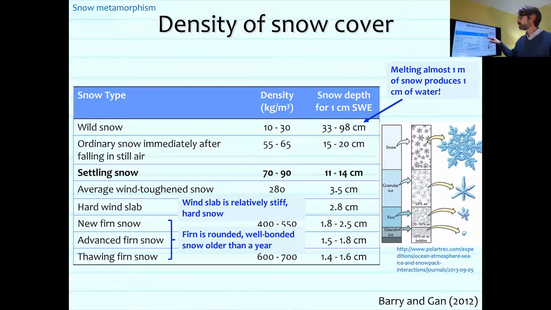For the very lightest wild snow, we can have up to almost 1 meter of snow being melted to produce only 1 centimeter of water. In terms of definitions, a wind slab is relatively stiff, hard snow, and then firn snow is rounded, well-bonded snow that's older than a year.